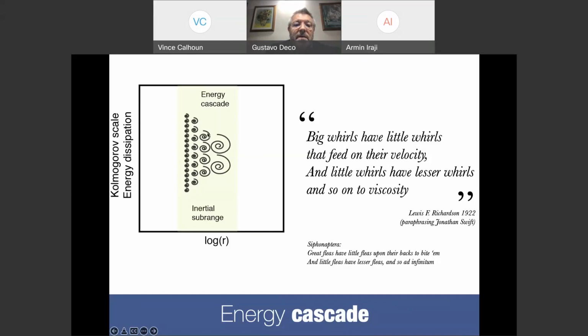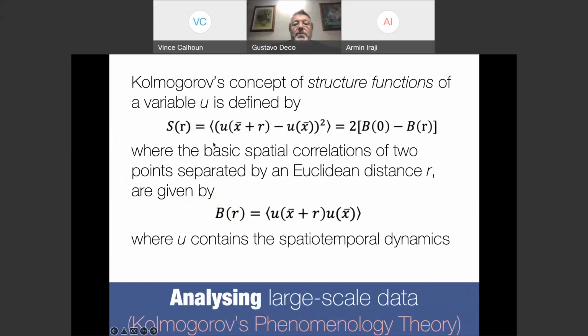And in fact, that was the first motivation of Kolmogorov. He introduced a concept, which is also another coincidence, called structure functions. Of course, it has nothing to do with what is called structure-function in the context of neuroscience, but as we will see, it has a similarity.